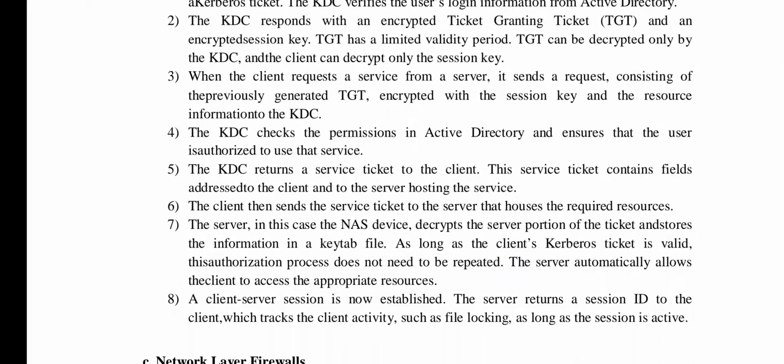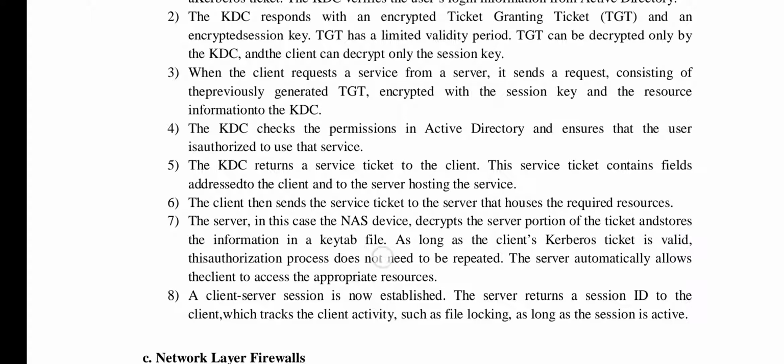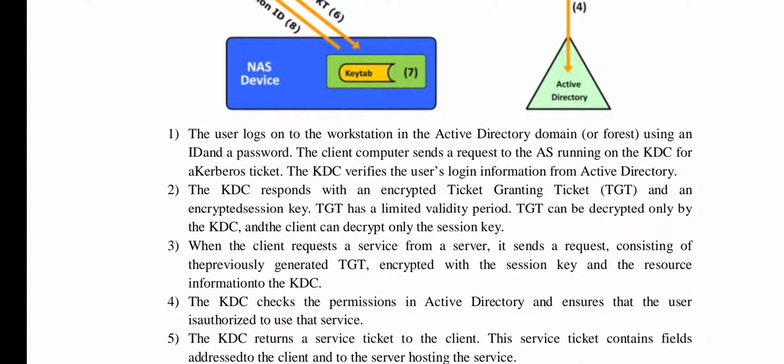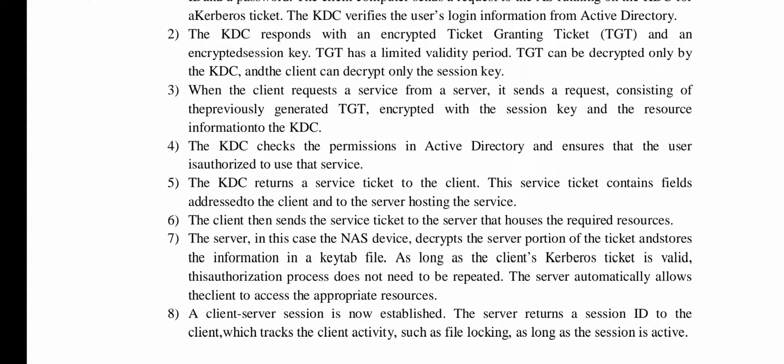Then the client sends the service ticket to the server that has the required resources. As you can see, the ticket is sent to the NAS device which has the required resources. The server, in this case the NAS device, will decrypt the server portion of the ticket and store the information in the keytab file. This is the keytab file. As long as the Kerberos ticket is valid, this authorization process does not need to be repeated.